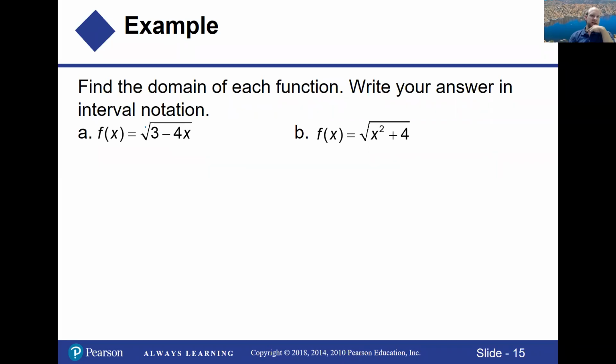Because if this is an even root, this number has to be positive. That's what we talked about. So when I'm trying to find the domain here, I need to set the expression inside the radical greater than or equal to 0. And that's going to allow me to find the domain. So now all you have to do is solve it. If I'm solving this, I'm going to subtract the 3 over here and then divide by -4. Now, what happens when you divide by a negative?